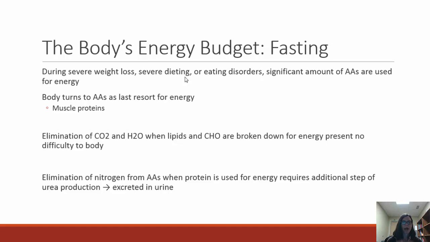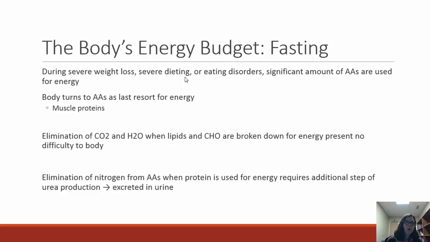So this explains why individuals with severe weight loss have lost a lot of their muscle mass too. They may look like skin and bones, where you can literally see their bones, because their muscle has been utilized for amino acids for energy because the body didn't have enough input of fat or glucose.